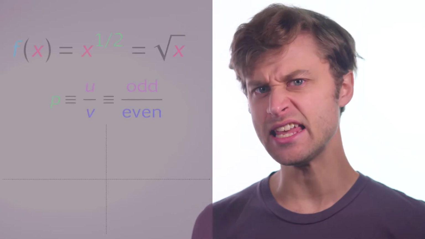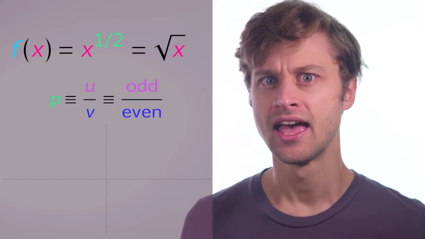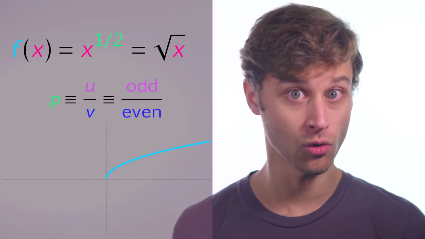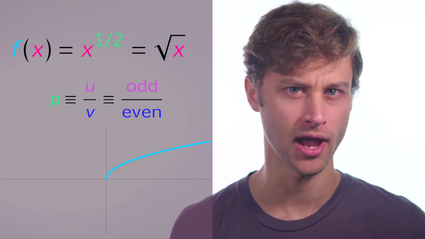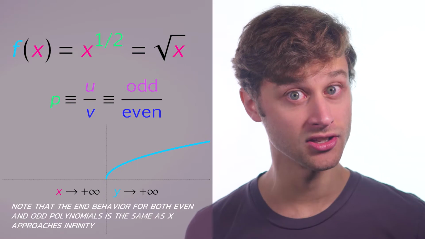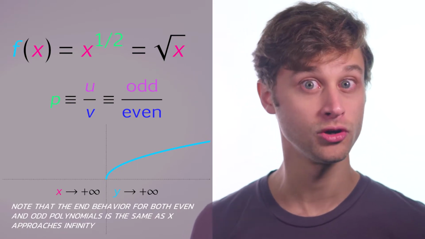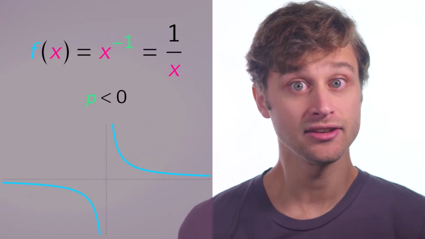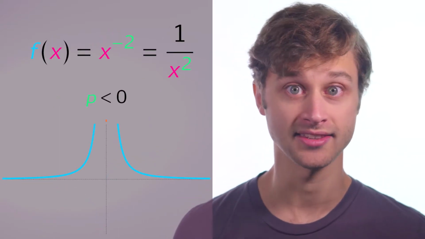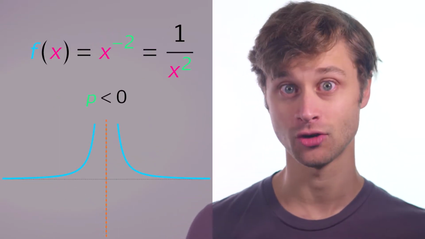Now, I just mentioned that the denominator of p must be odd for these symmetries to hold. That's because if I have an even denominator of p, then I'm restricted to just positive or 0 values for x. And so those symmetries don't really hold the same way. But end behavior does hold, at least for 0 to positive infinity for x. Again, if p is negative, then we always have the vertical asymptote at x is equal to 0 and a horizontal asymptote at y is equal to 0.